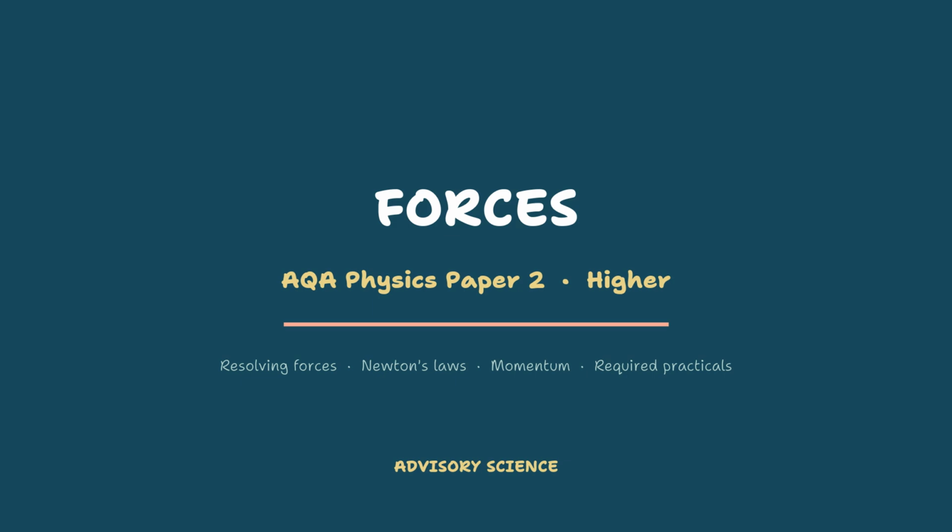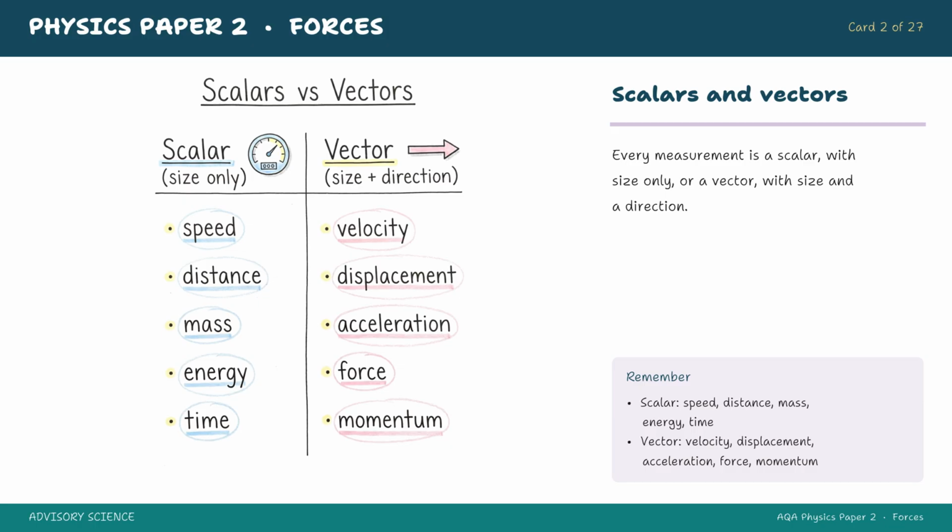Forces, vectors and scalars. Every measurement in physics is either a scalar or a vector. A scalar has size only. Examples include speed, distance, mass, energy, and time. A vector has size and a specific direction. Examples include velocity, displacement, acceleration, force, and momentum.